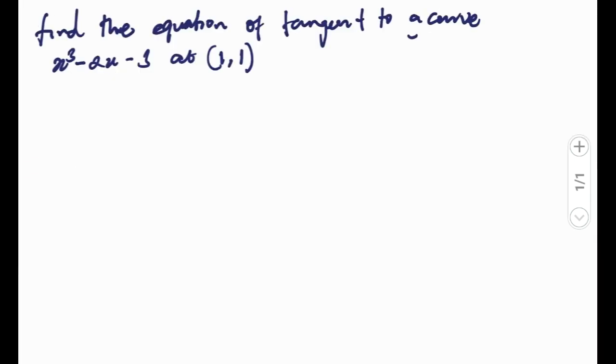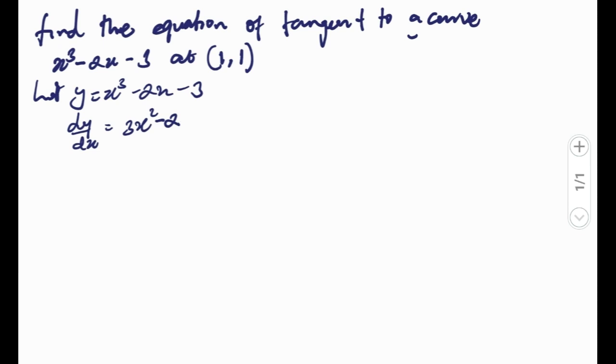And if you're having such a problem, find the equation of the tangent to a curve x cubed minus 2x minus 3 at the point (1, 1). So here what you do, you're going to follow the simple step, just get the gradient in this way. Therefore, let y be equal to x cubed minus 2x minus 3, and therefore dy/dx will be equal to 3x squared minus 2.